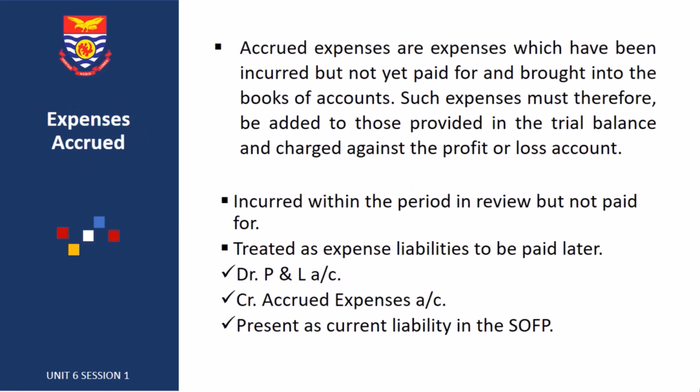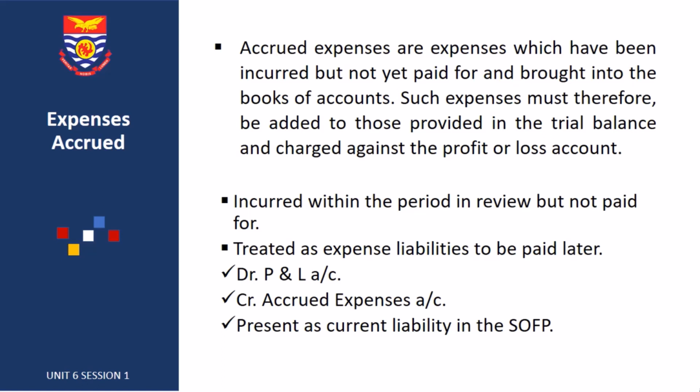We'll start with accrued expenses. This refers to expenses which should have been paid but have not been paid. Accrued expenses are expenses which have been incurred but not yet paid for and brought into the books of account. Expenses are recorded when they are paid for in cash. At the end of the year, any expense which has been incurred but has not been paid for will not appear in the books of account.